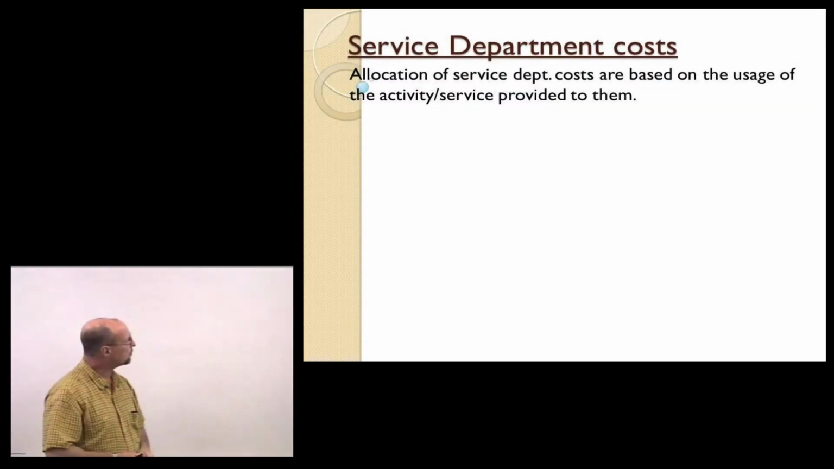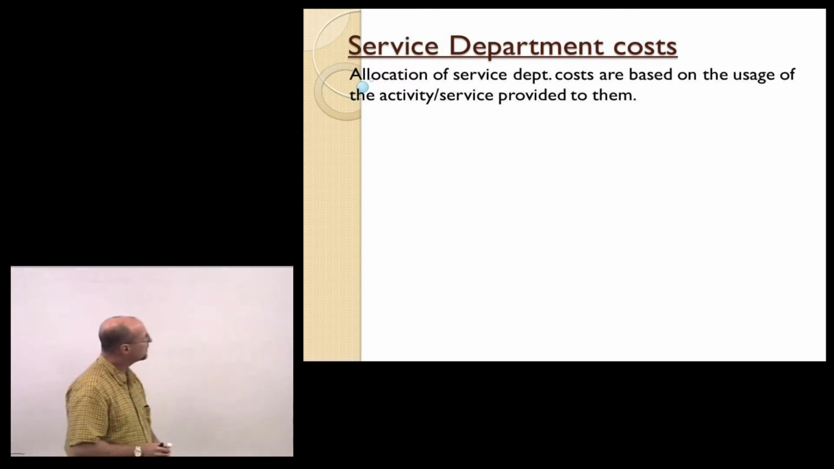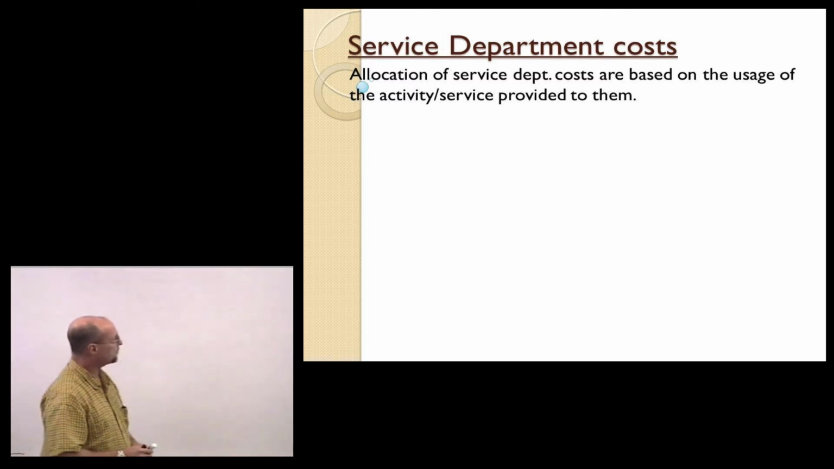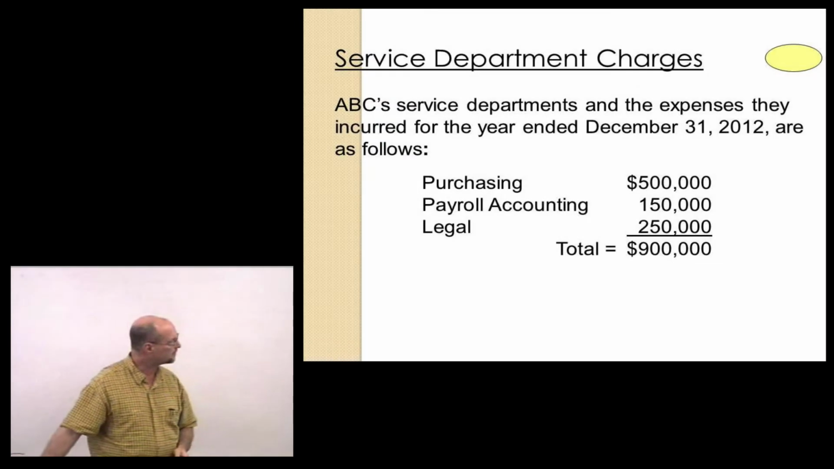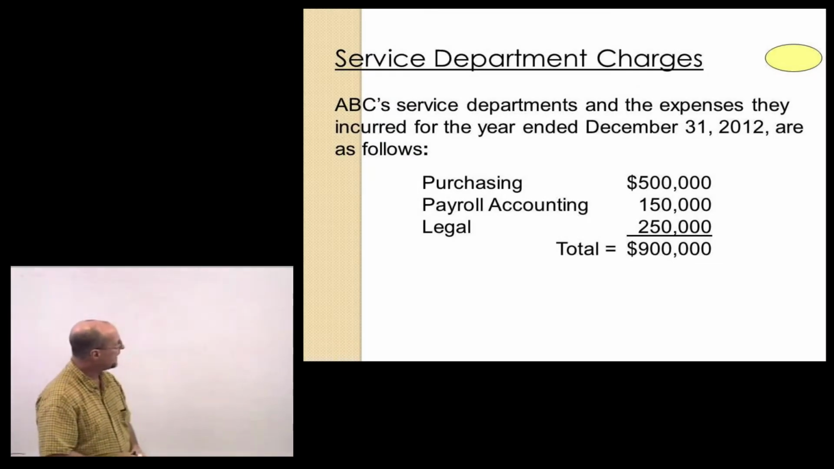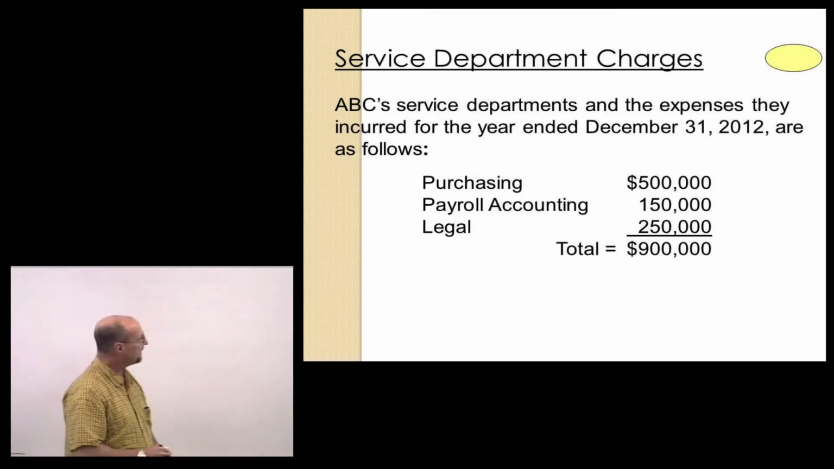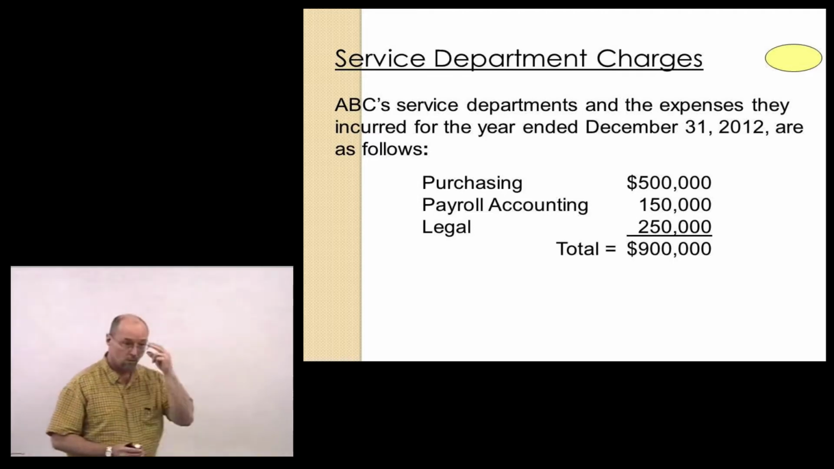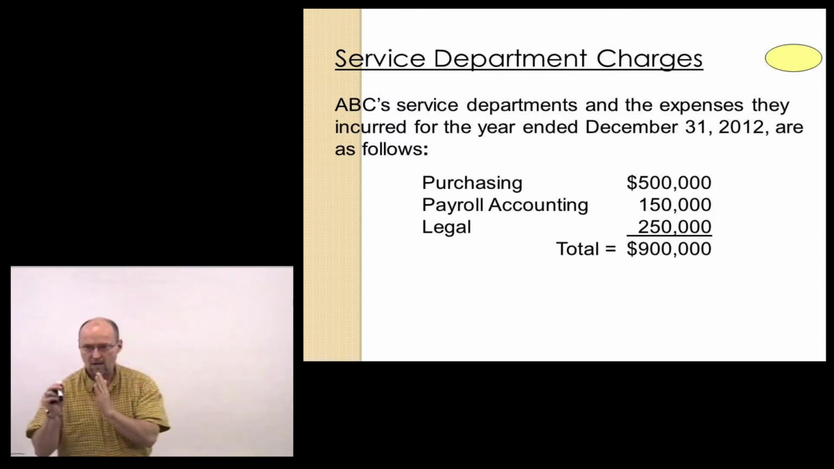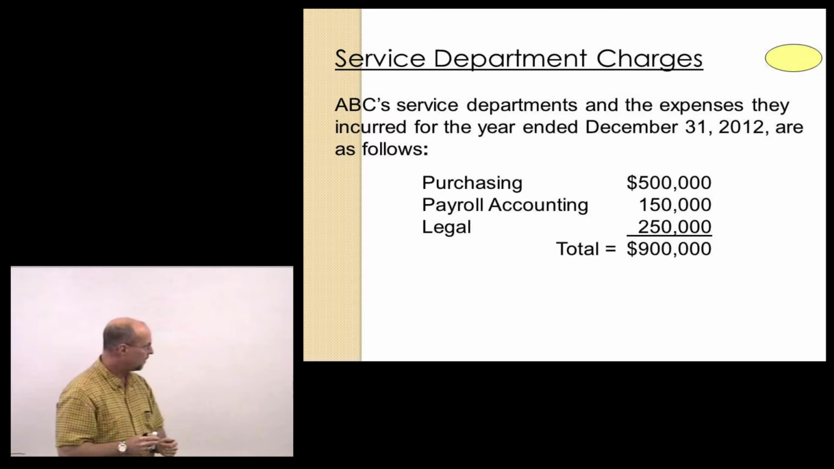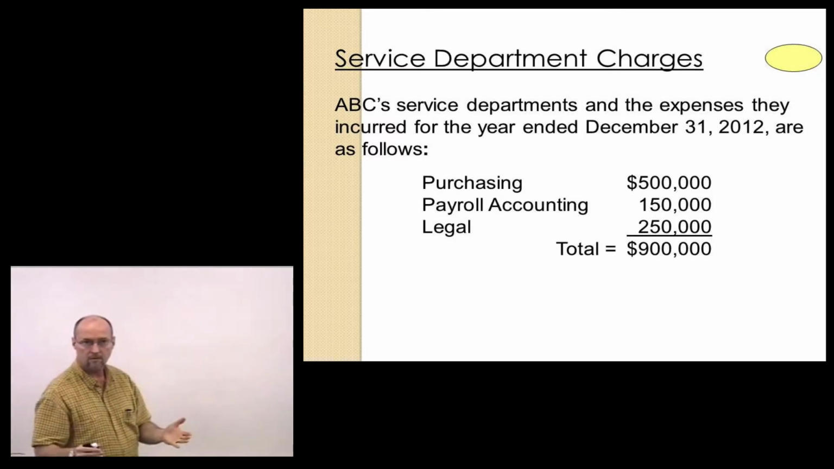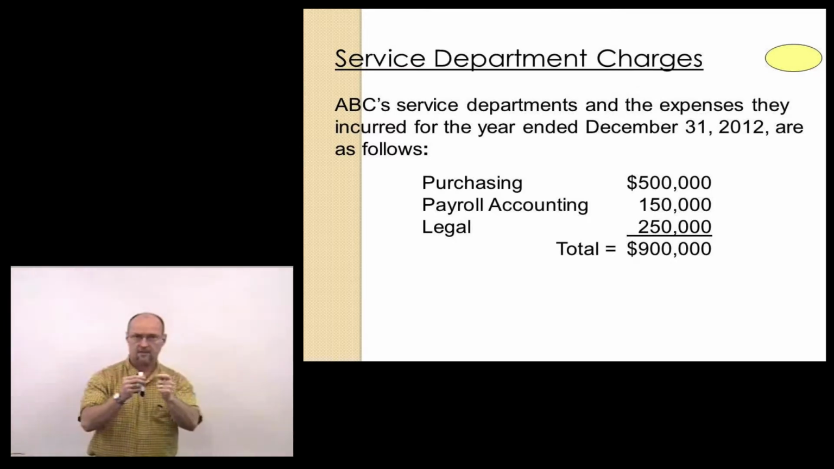All right, let's take a closer look at service department costs. The allocation of service department costs is based on the usage of the activity or service provided to them. Some examples here: ABC's service departments and the expenses they incur for the year are as follows. The purchasing department purchases raw materials and parts for all the different divisions and product lines. We centralize payroll, and then we send checks to the different departments.